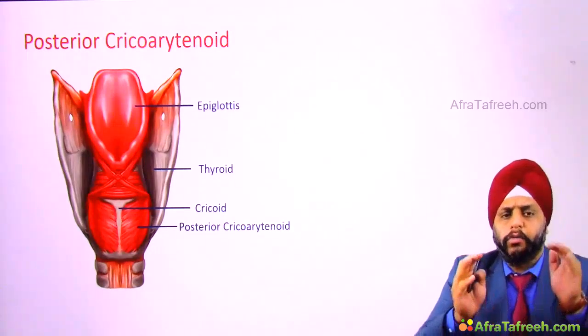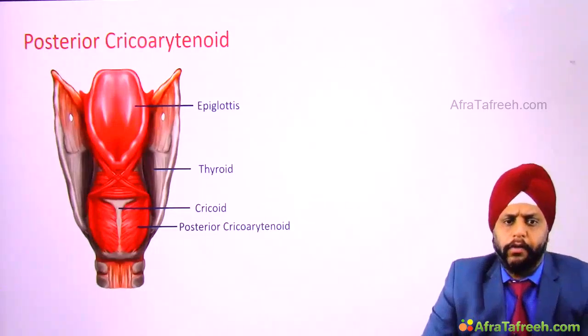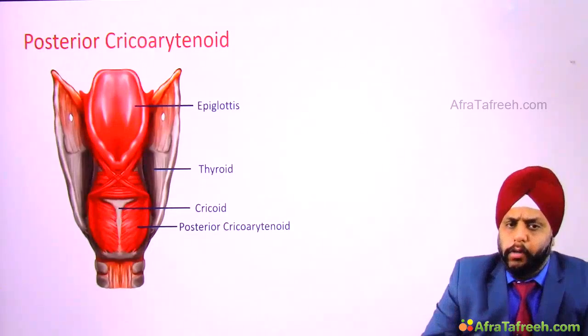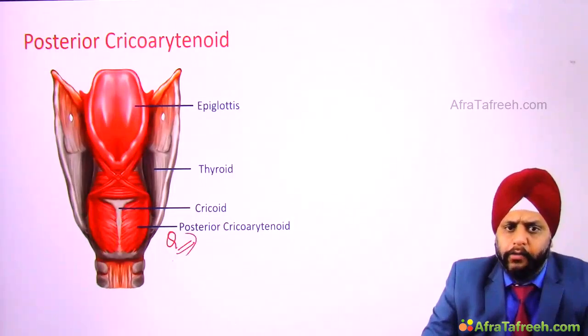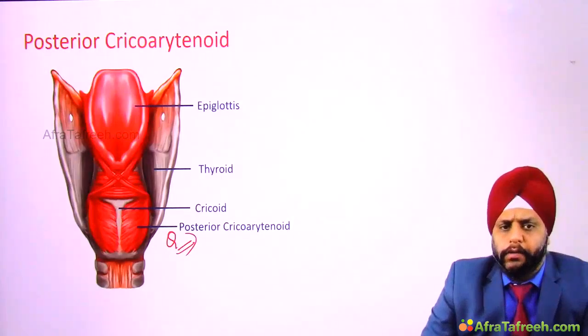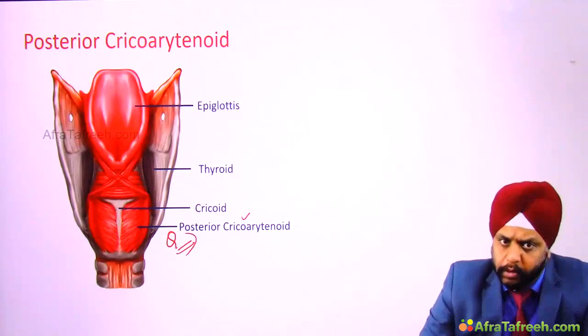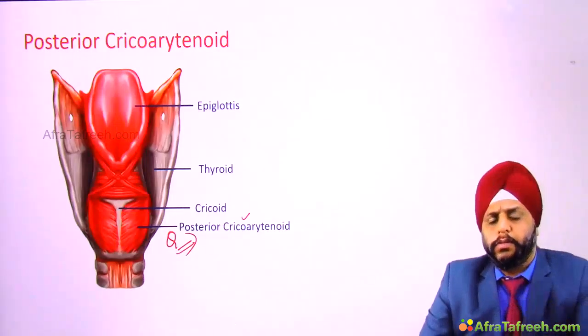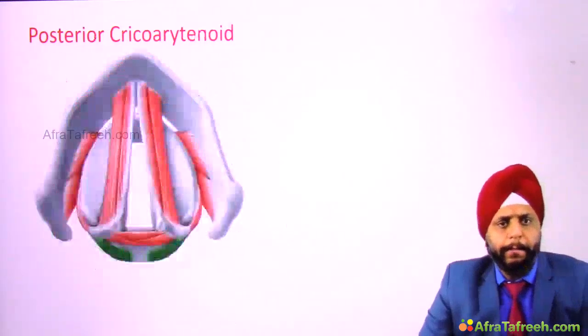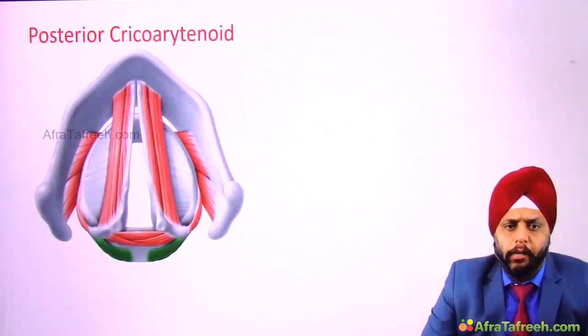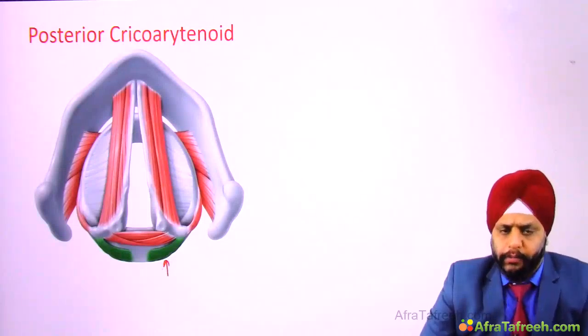It is going to the muscular surface of the muscular process of the arytenoid cartilage. Okay, so this question is asked in the exam. Identify the structure. So you should know where the posterior cricoarytenoid muscle is. This is the posterior-most intrinsic muscle of the larynx. Okay, so this is the posterior cricoarytenoid muscle.